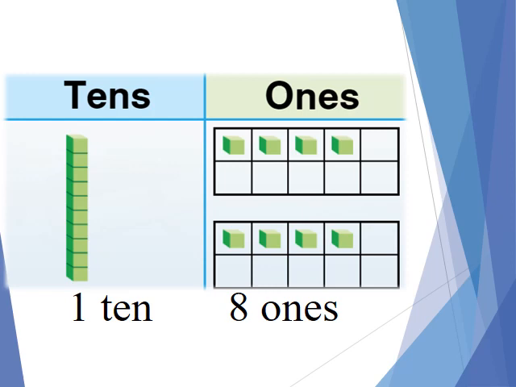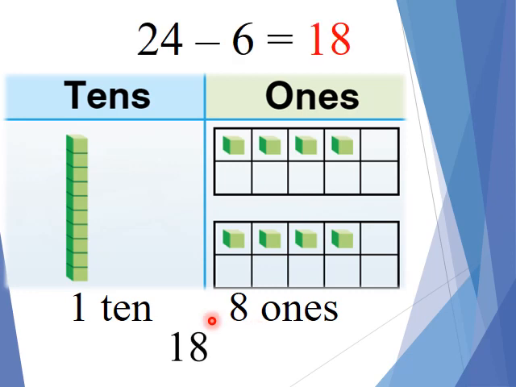Let's count how many tens and how many ones are left in the model. It's 1 ten and 8 ones. What is the same number as 1 ten and 8 ones? Correct, it's 18. So 24 minus 6 equals 18. So there are 18 butterflies in the garden.